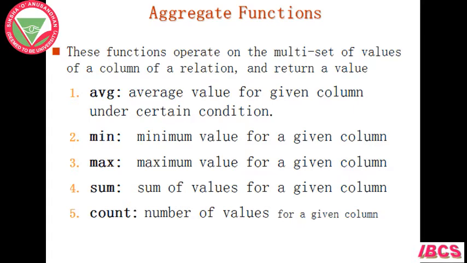The average aggregate function helps us to calculate the average for a particular column. The min aggregate function helps us to find the minimum value from the column. The max aggregate function helps us to determine the maximum value from a given column. Sum helps us to add up all the values in a given column, and count helps us to count the number of values that are present in a given column.